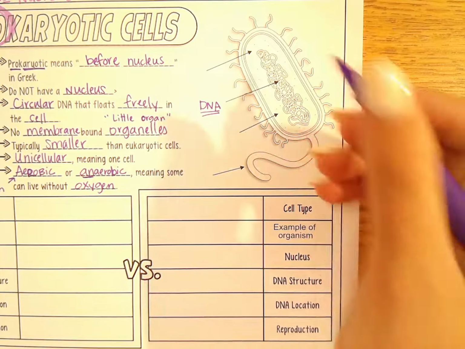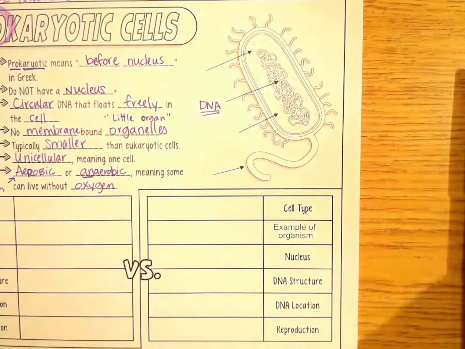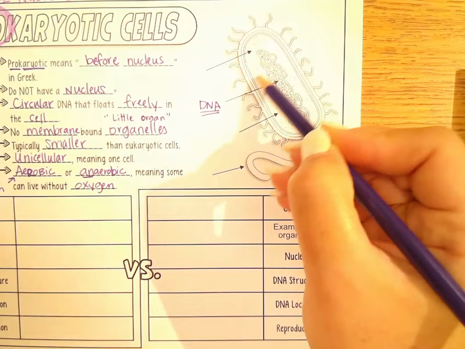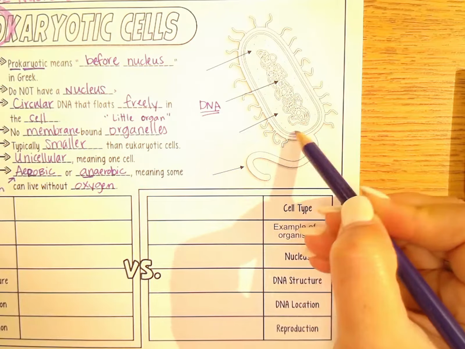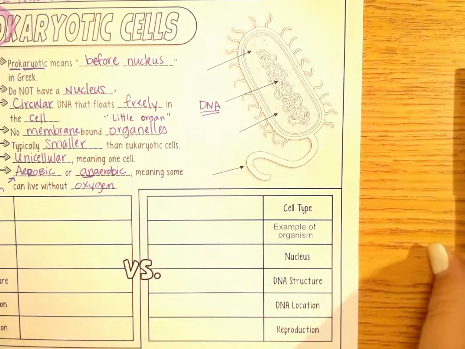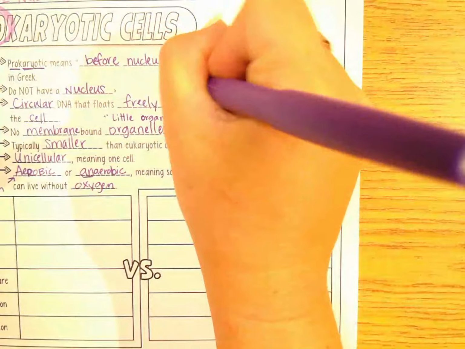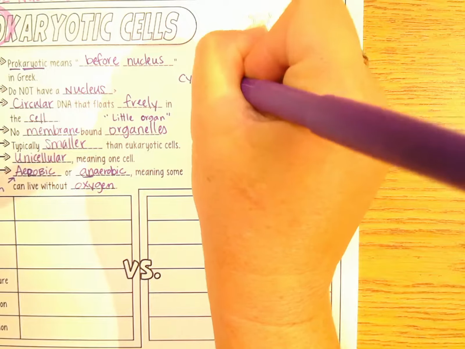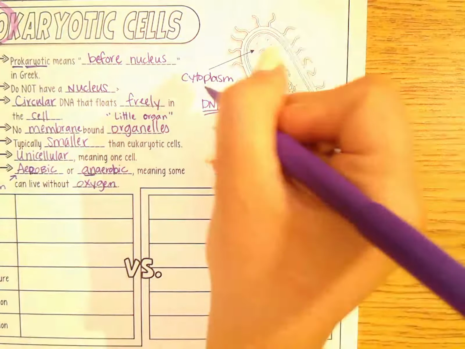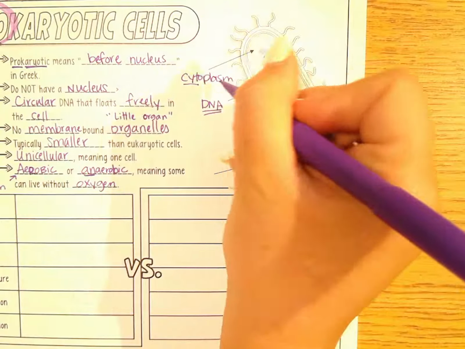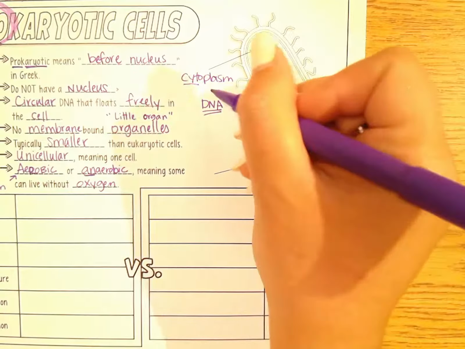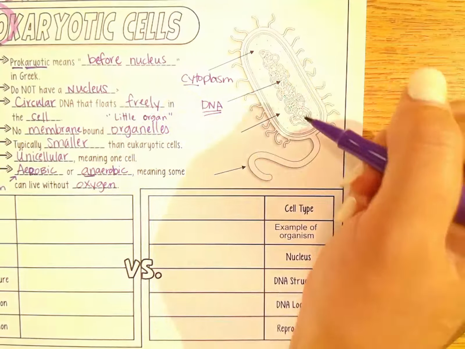Now we also have all of this area in the inside. So if I take my colored pencil, all of this is actually filled with kind of this gel that's called cytoplasm. I feel like that word kind of sounds like it's a gel, right? Cyto means cell, and plasm, I guess, means goo. So this is the goo that fills the cell, okay?